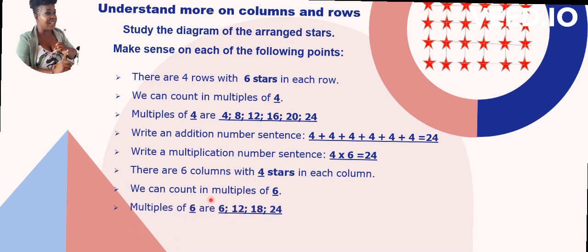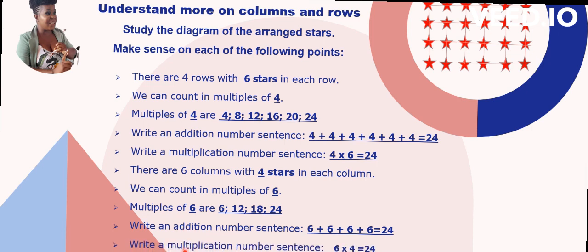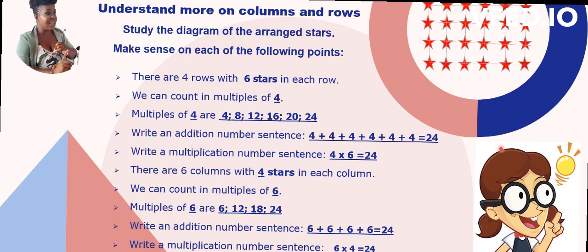There are 6 columns with 4 stars in each column. We can count in multiples of 6. Multiples of 6 are 6, 12, 18, 24. Write an addition number sentence. 6 plus 6 plus 6 plus 6 is equal to 24. Write a multiplication number sentence. 6 times 4 is equal to 24.